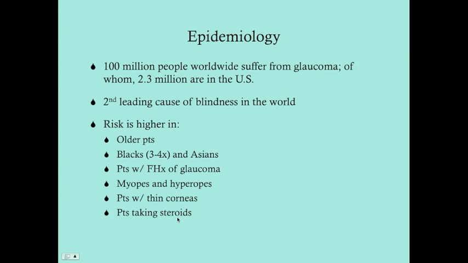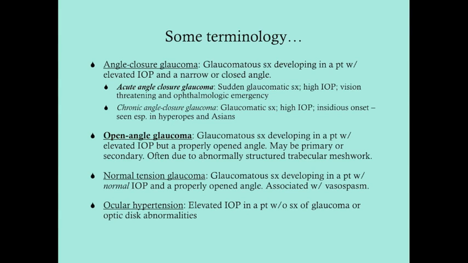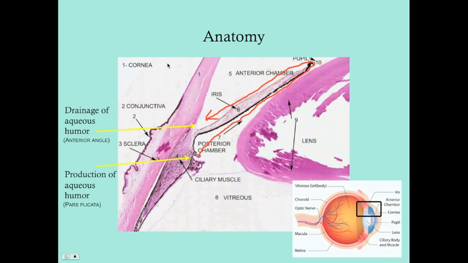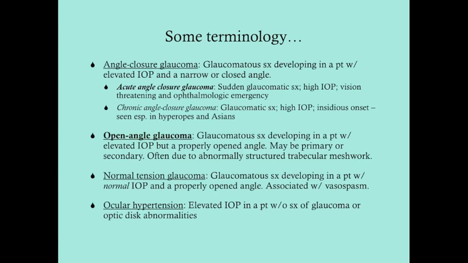Of course, patients with a family history of glaucoma, most diseases, if there's a family history, tends to correlate, but most glaucoma genes are autosomal dominant with variable penetration. There are some that are autosomal recessive, particularly the steroid-sensitive glaucomas. And then patients who are myopes and hyperopes mostly would fall under that chronic angle closure glaucoma, just like Asians. Patients with thin corneas, and then patients taking steroids.